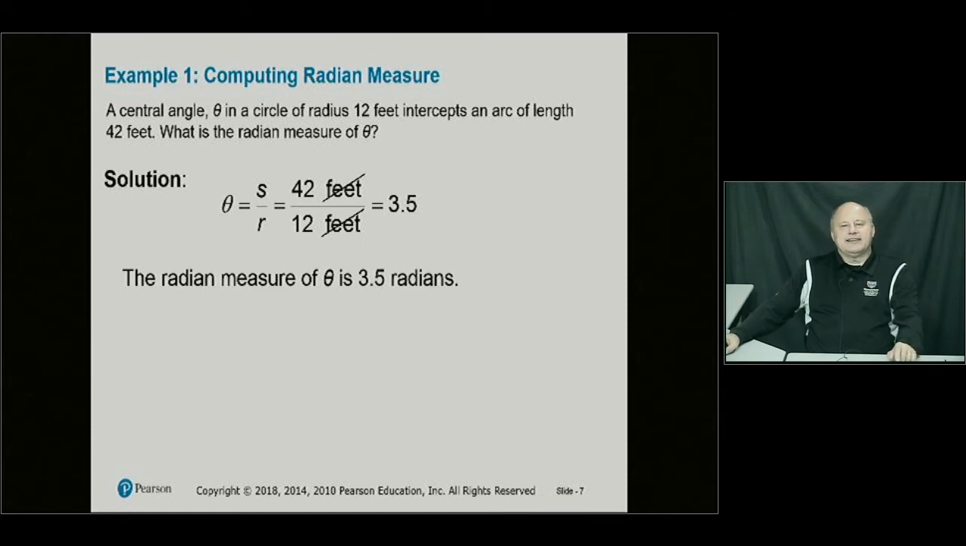So basically, think of it this way. You have a circle. The radius is 12 feet, and you go around the circle, and the circle has an arc length of 42 feet. So you're going to end up in the third quadrant when it measures 42 feet. But that angle that's formed by that is 3.5 radians. Okay?